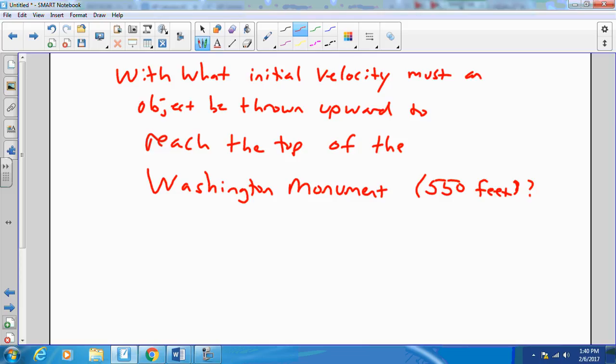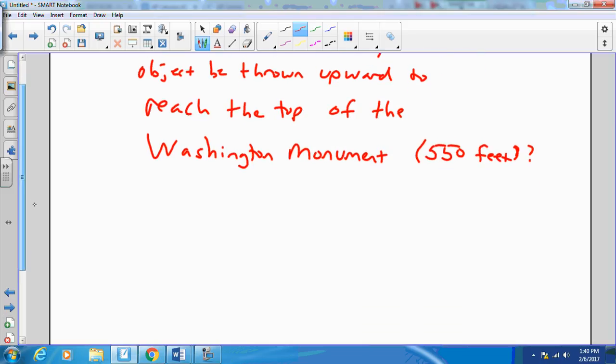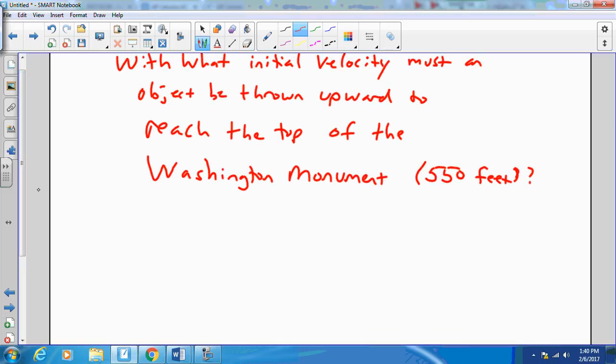With what initial velocity must an object be thrown upward to reach the top of the Washington Monument? Now, part of the point of this problem is no human being can do it, right? 550 feet, it's not going to happen. But we wonder, how really impossible is it? Can we just work out a little bit and get there, or is it just really impossible?